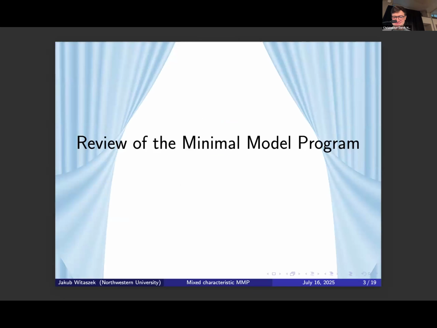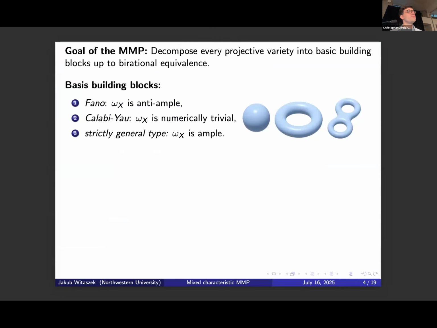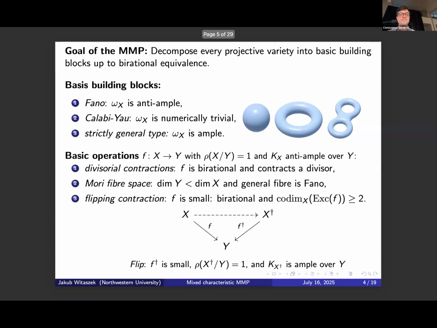The curtain's open. So the goal of the minimal model program is to decompose every projective variety into basic building blocks up to birational equivalence. These basic building blocks are Fano varieties, this is when omega x is anti-ample, Calabi-Yau varieties, when omega x is numerically trivial, and strictly general type, when omega x is ample. Intuitively, this corresponds to positive, zero, and negative curvature.